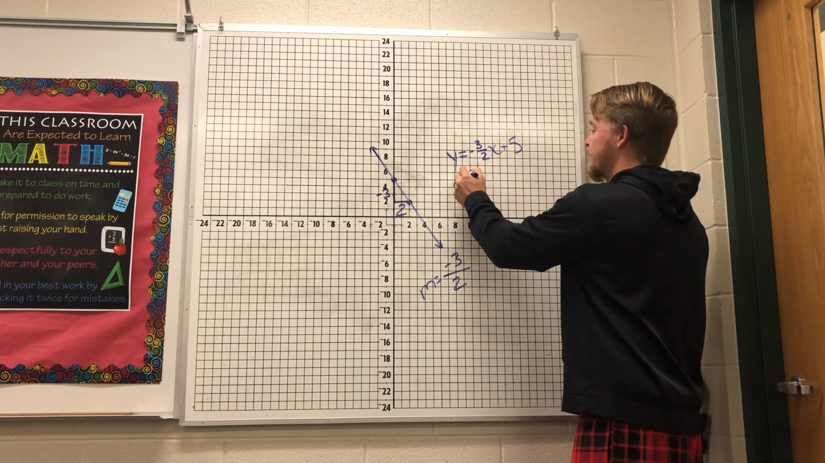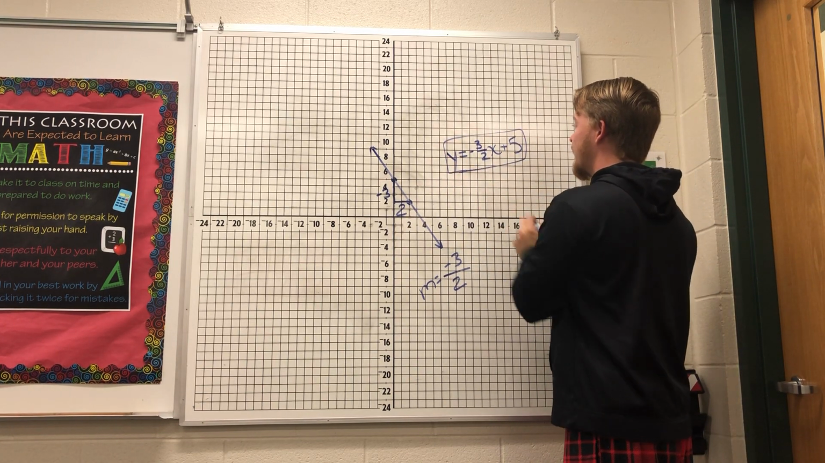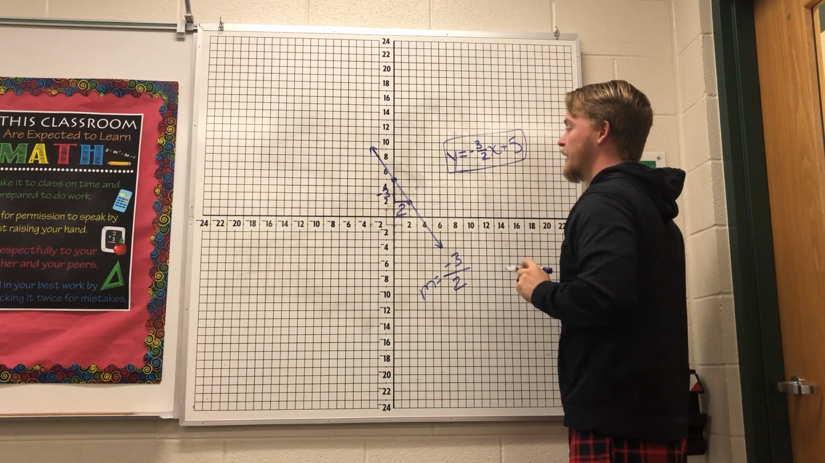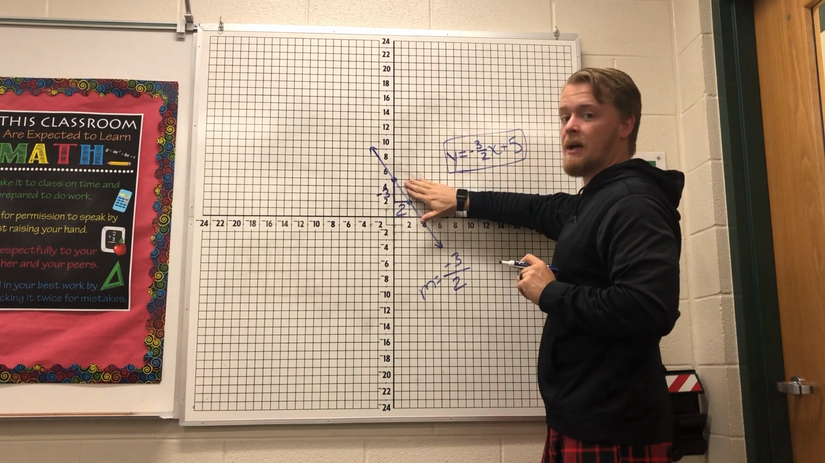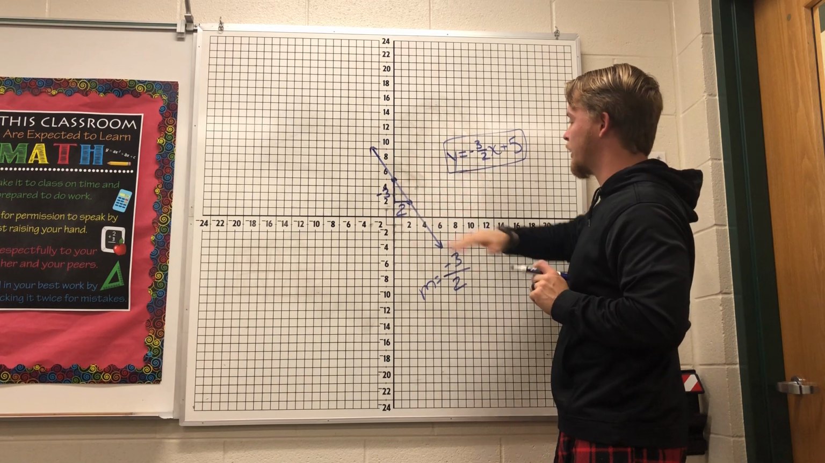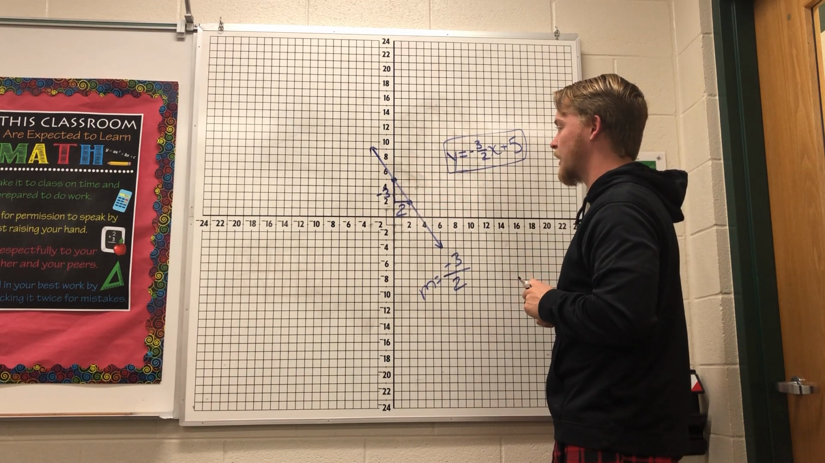So this is my final answer. y equals -3/2 x plus 5. That equation represents this line. Okay, so that is what we're looking for when we do these types of problems.